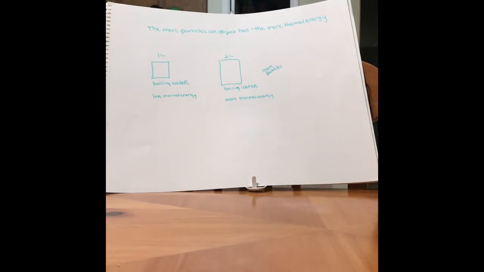The more particles an object has, the more thermal energy. Take, for example, this 1 liter and 2 liters of boiling water. The 1 liter would have less thermal energy, and the 2 liter, because it has more particles, would have more thermal energy.